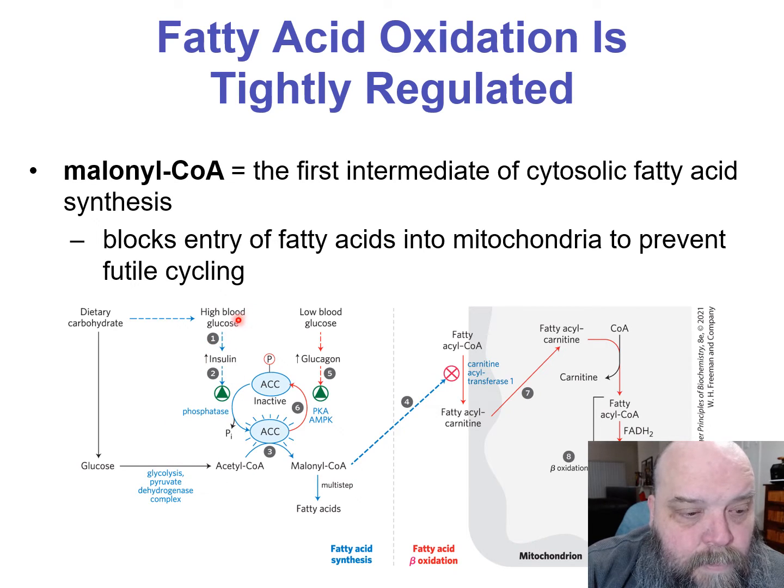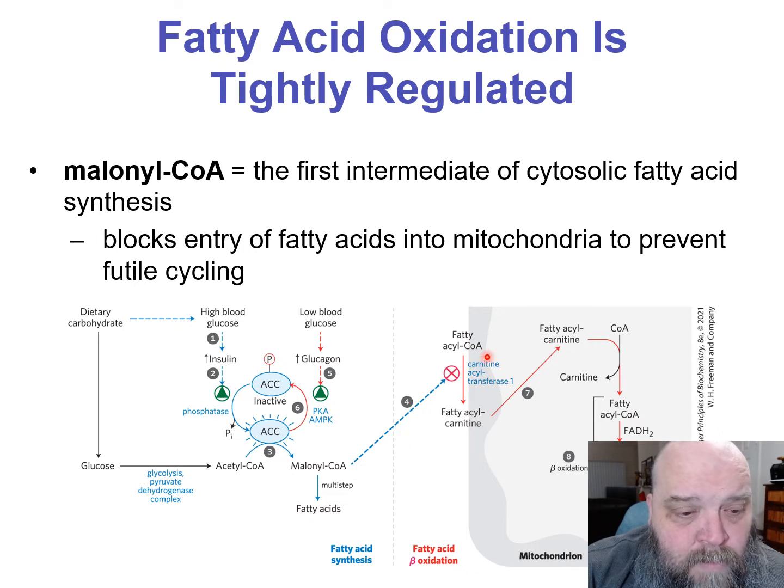It's interesting. High blood glucose means your insulin's going to go up, meaning your phosphatase levels are going to go up. So this ACC that would normally take acetyl-CoA and turn it into a malonyl-CoA now becomes active. Cool. That works. Malonyl-CoA is going to be utilized to build up your fatty acid stores, start making them again.